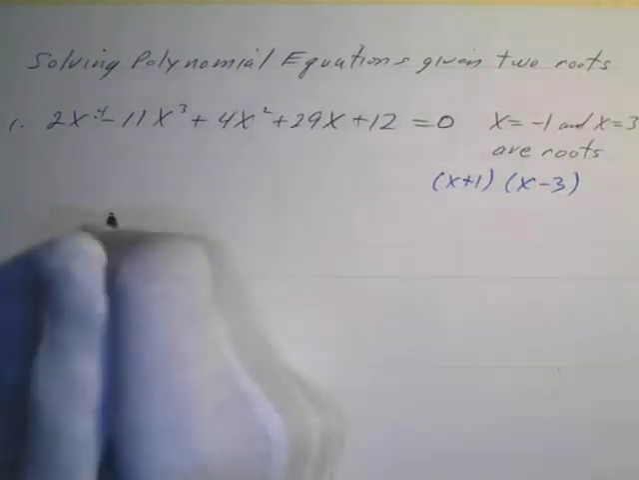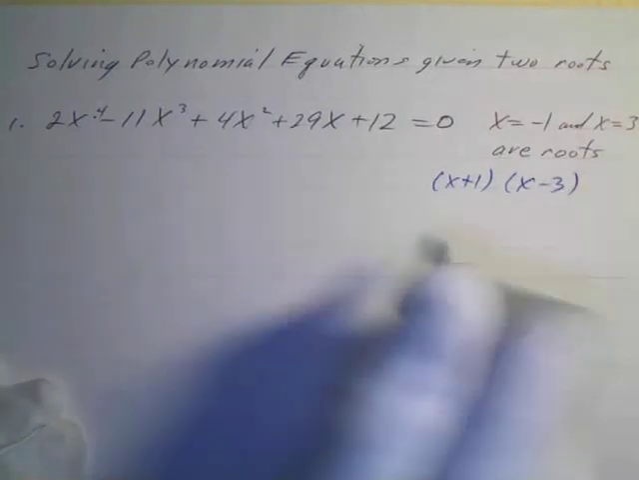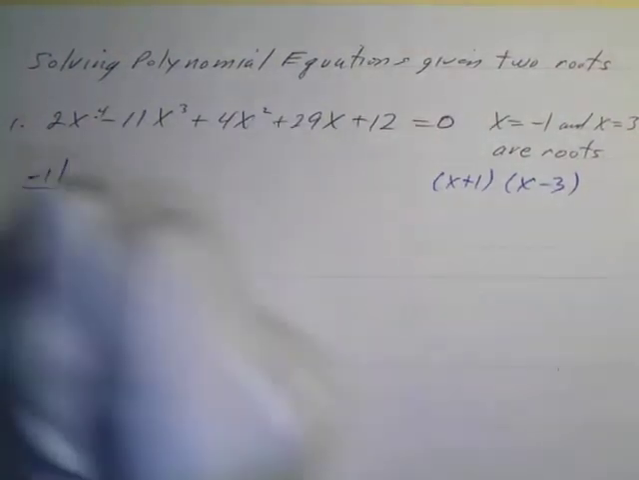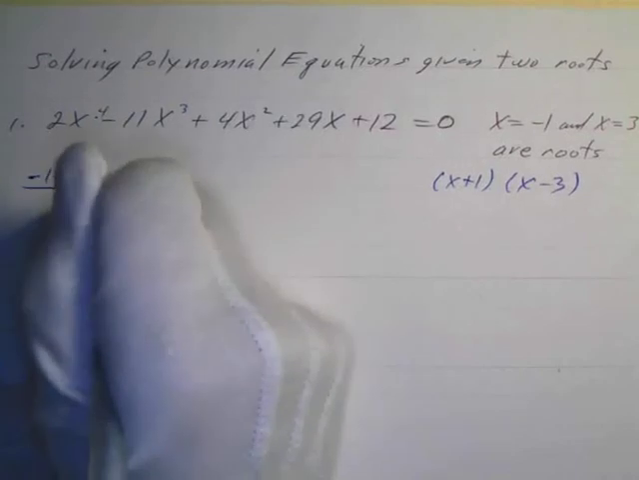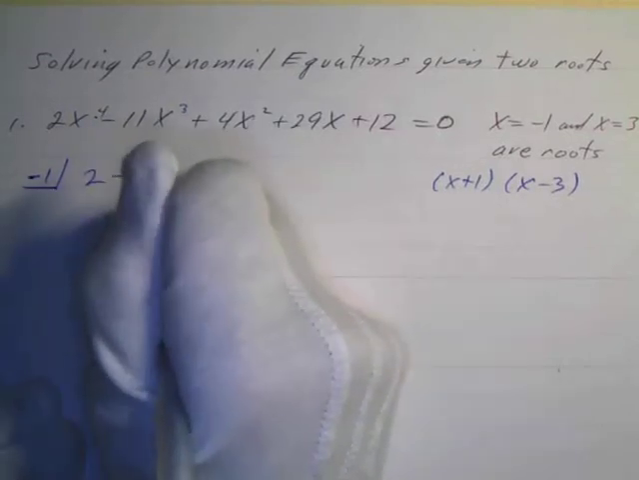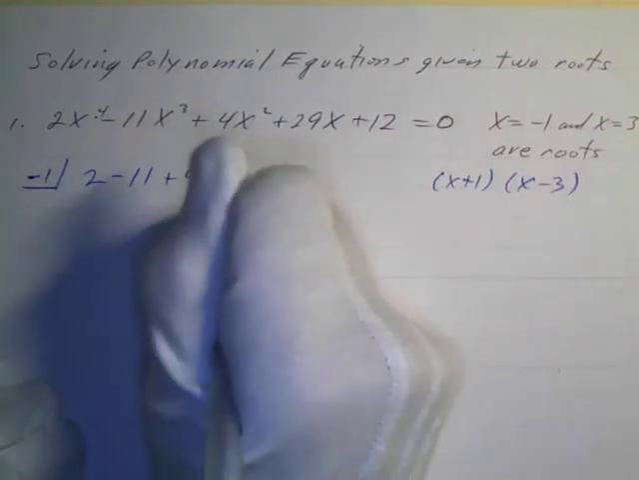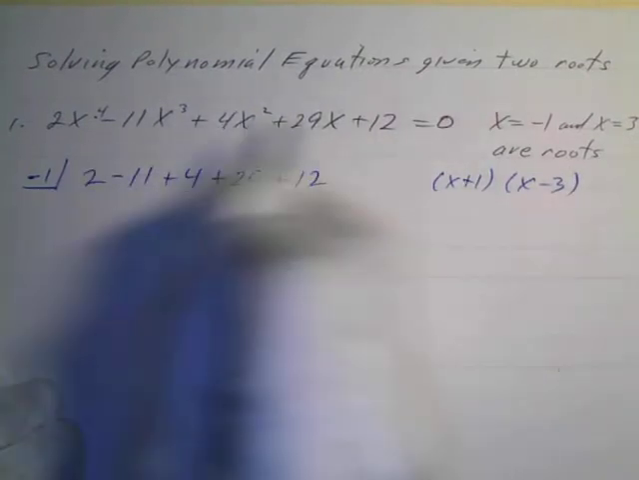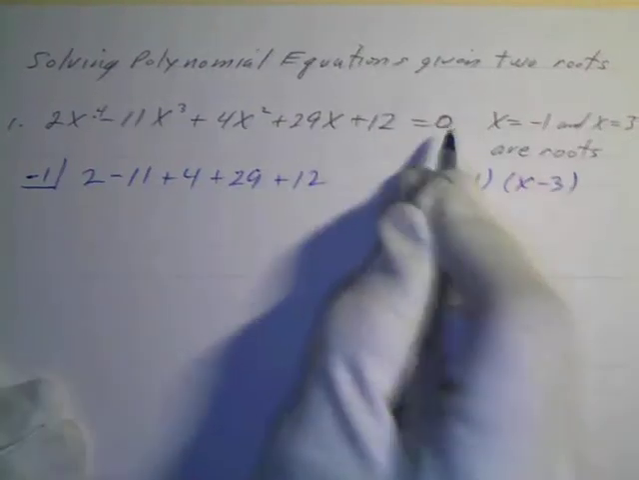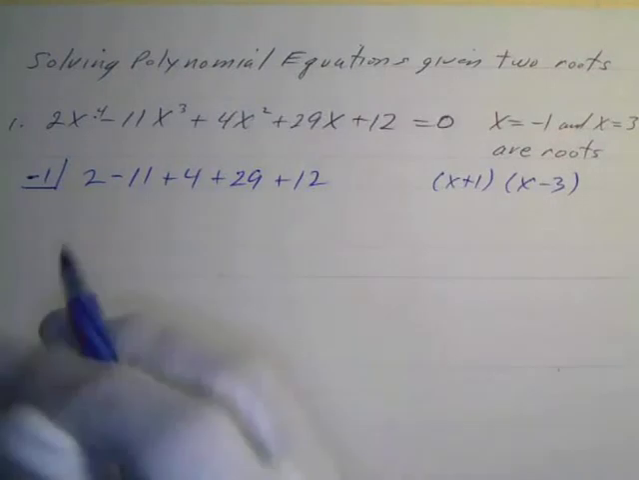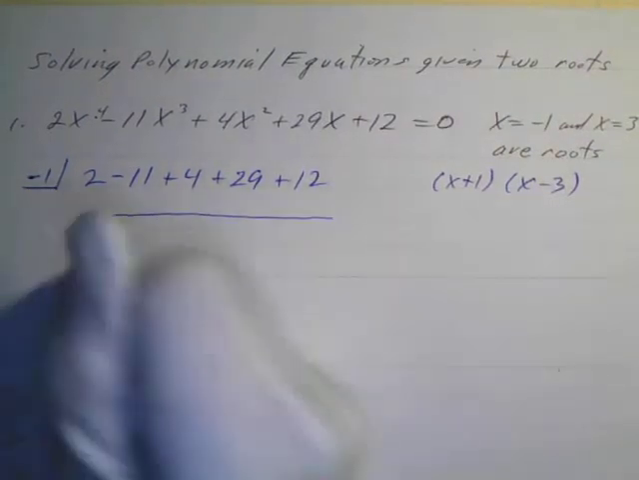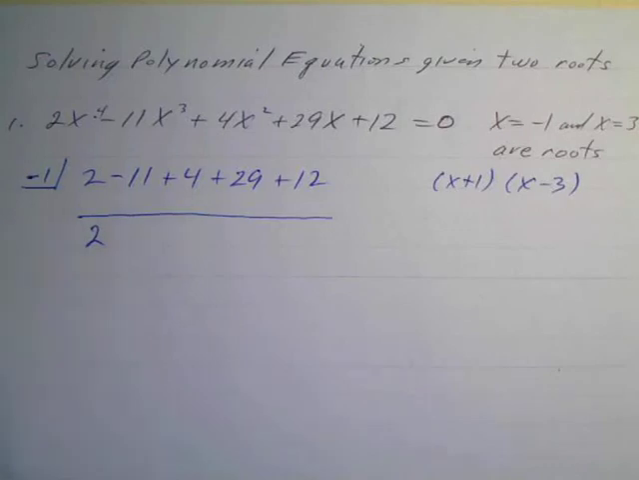than use long division, we'll use synthetic division. So we'll set this up. So we'll start with -1. And I've got 2 minus 11 plus 4 plus 29 plus 12. I don't have any missing terms like 4, 3, 2, 1, 0, so I don't have to put a placeholder. Draw my horizontal line, bring down my 2, and we're ready to go to work.